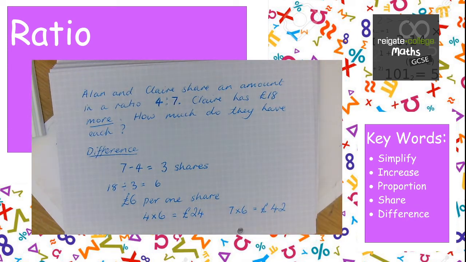We've used the difference to find the value of one share and then used that value to find the total amount that each is receiving.